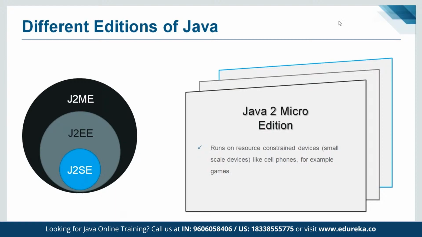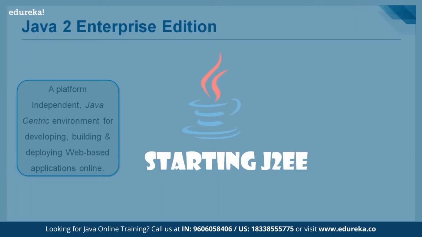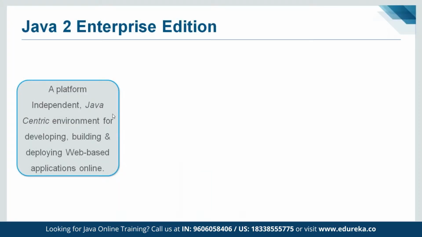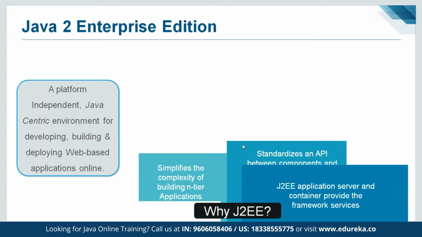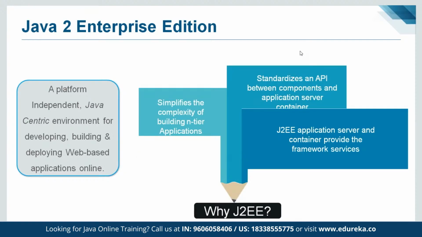Now, with this small introduction, we are entering into Java EE. We discussed it: it's a client-server application, a platform-independent Java-centric environment for developing, building and deploying web-based applications, like onlinesbi.com, Google.com, Gmail.com. These are all called web applications. It simplifies the complexity of building the entire application: single tier, two tier, three tier.